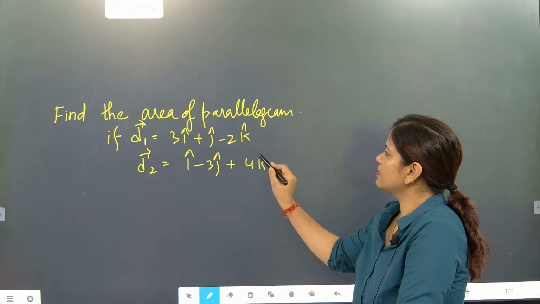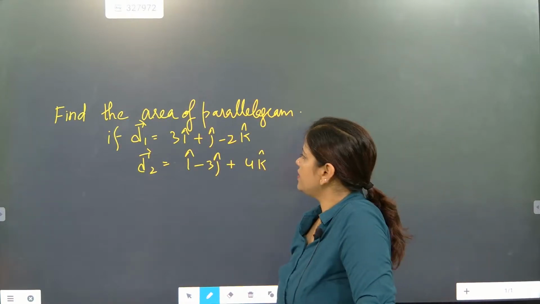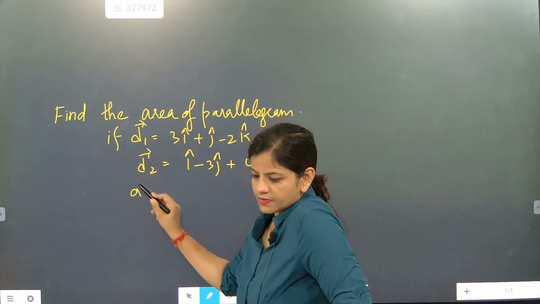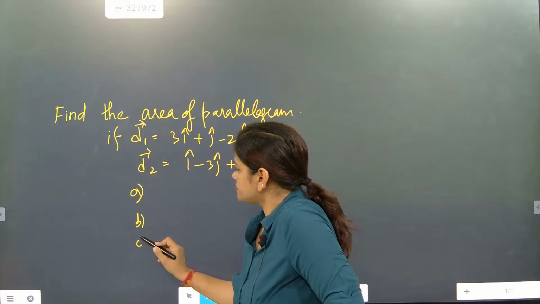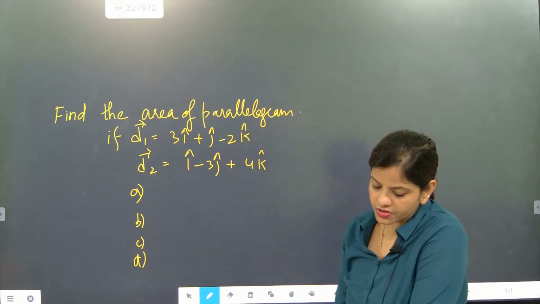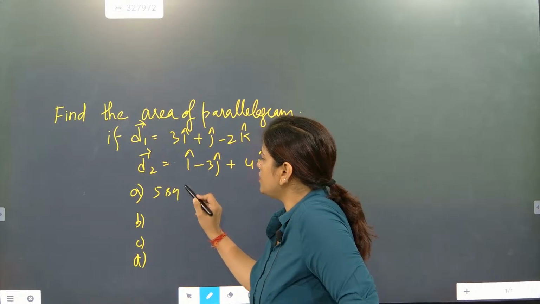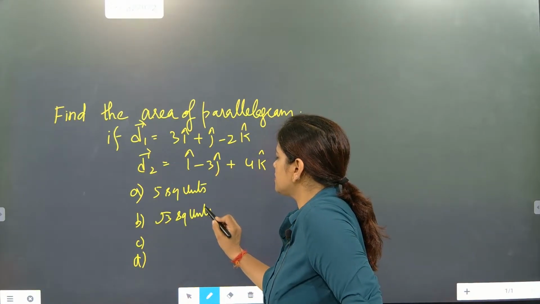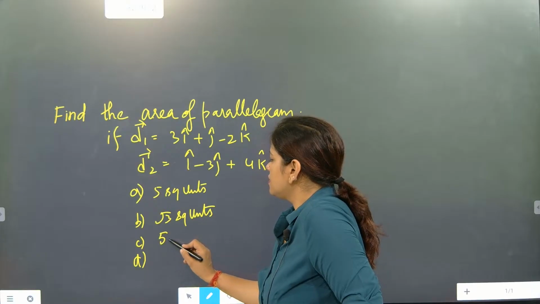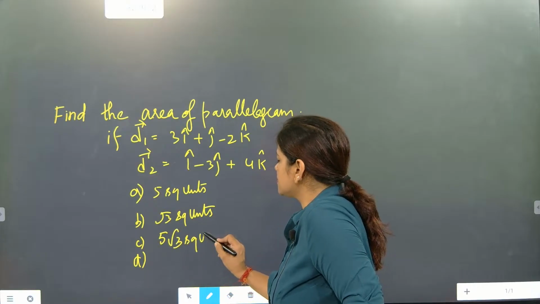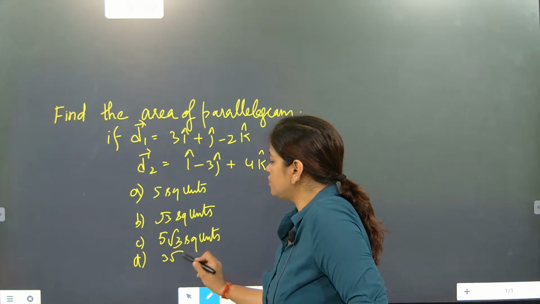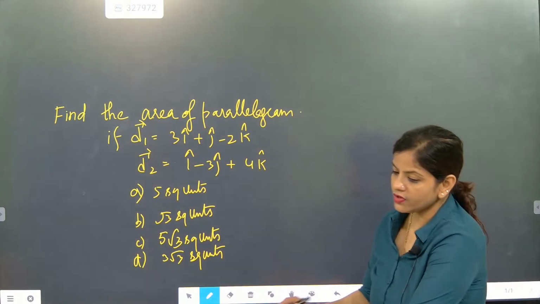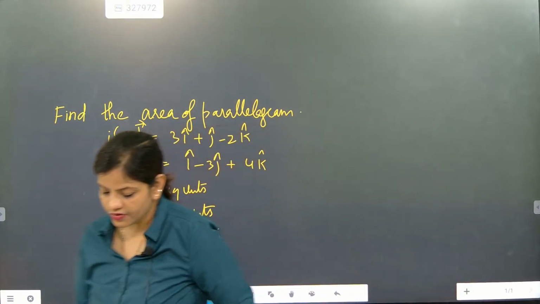Come on, go for it. So your options are 5 square units, root 3 square units, 5 root 3 square units, 3 root 3 square units. Any one of these will become the answer. Try to solve this question, please.